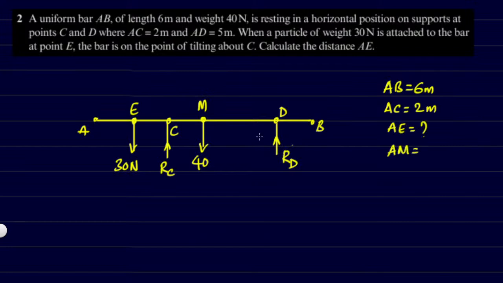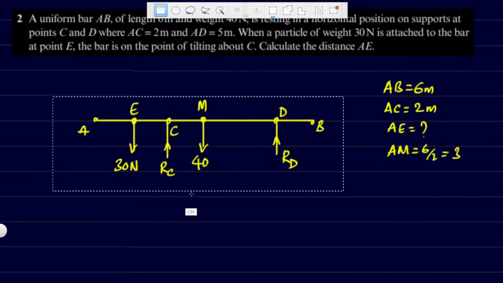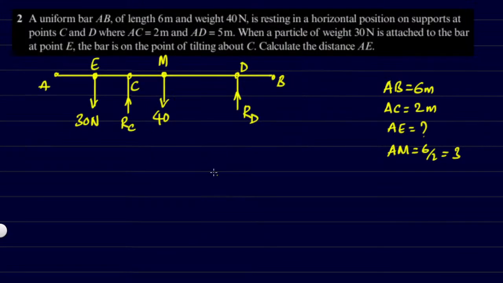AM length we know is half, so 6/2, correct? Yes. So now let's do it. Let's take this to the side. Because it is tilting about the point C, RD will be 0. Now we have RC unknown and the X value is unknown. If we want to find X without finding RC, you can take moment about C and you will directly get it.